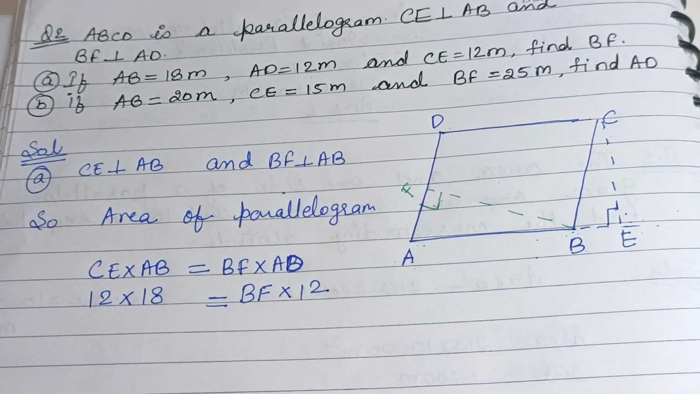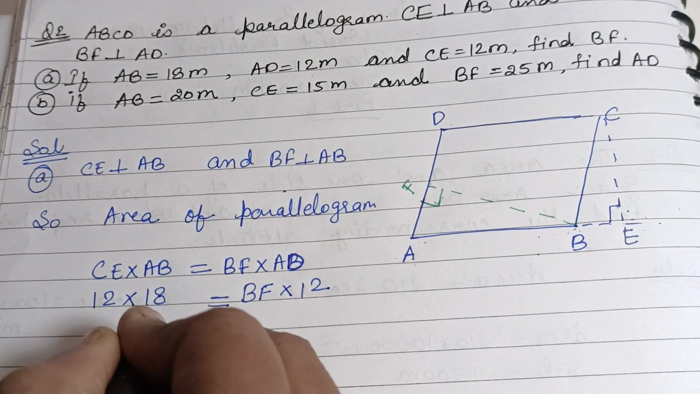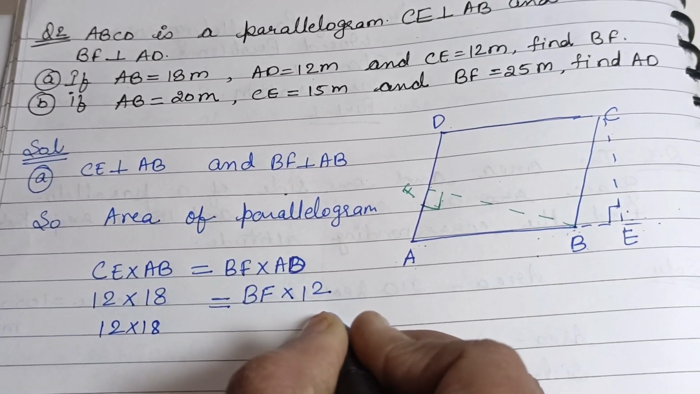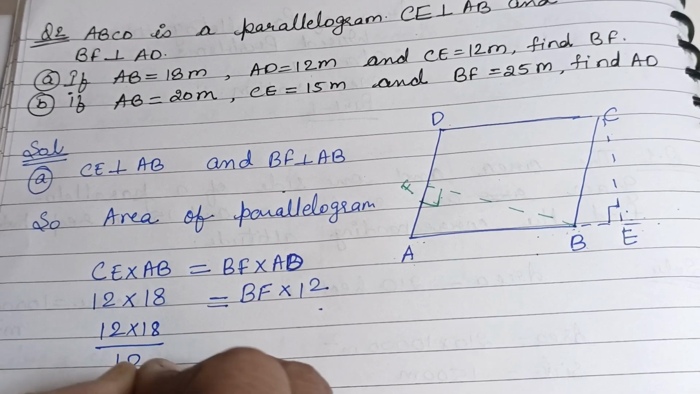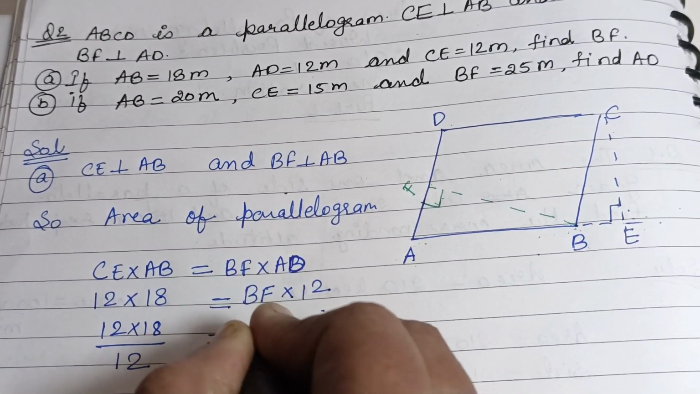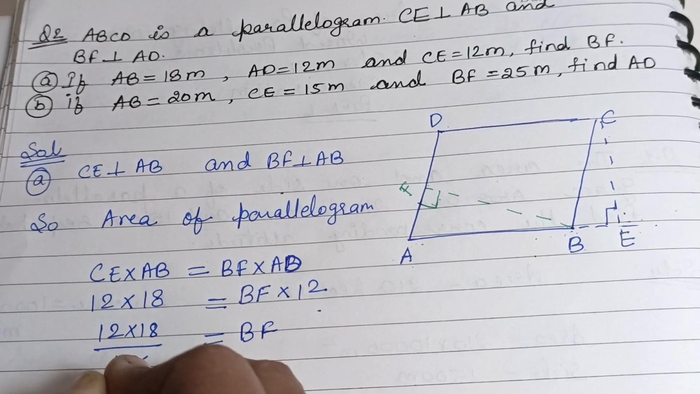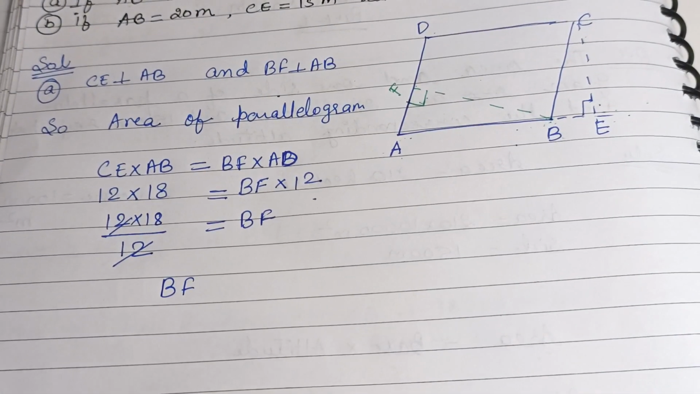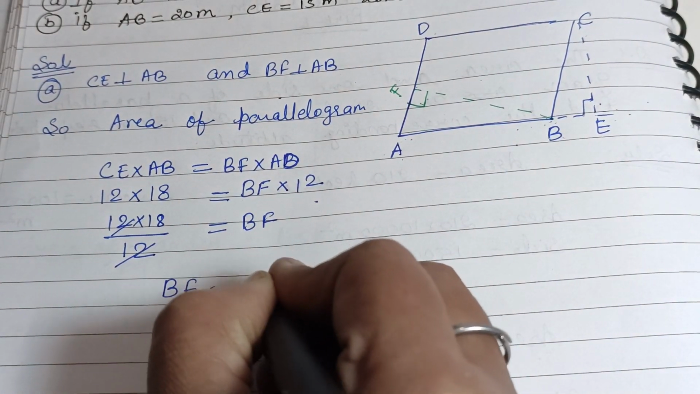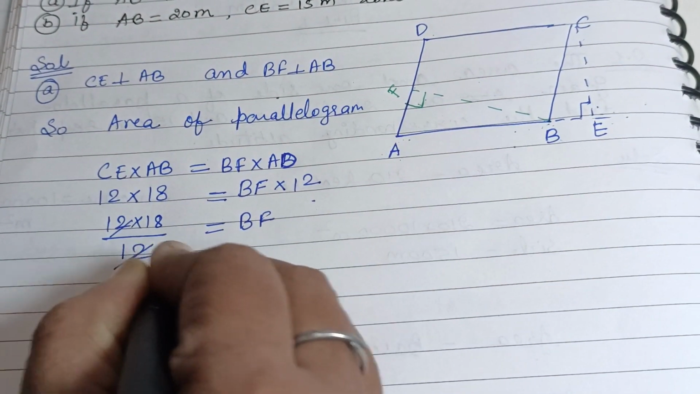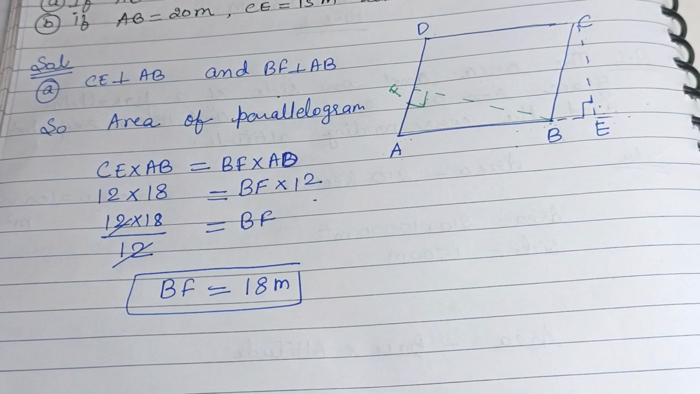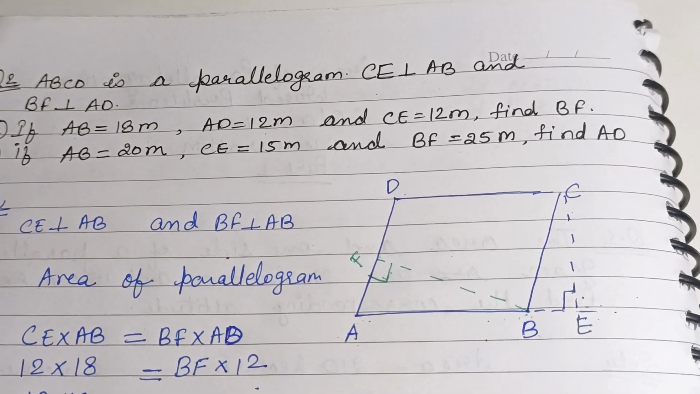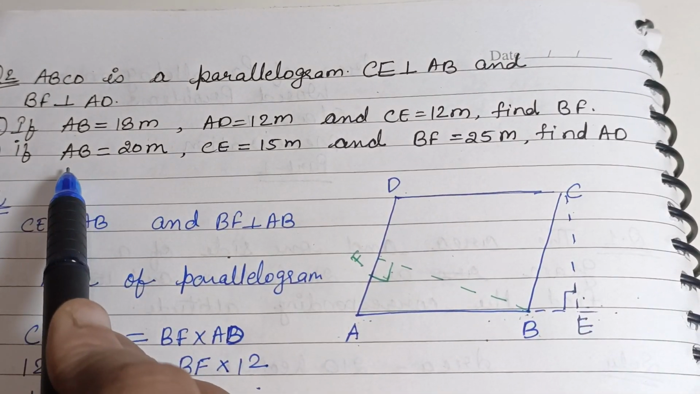Okay. Now do the transposition. So 12 into 18 on the left hand side. 12 from the right hand side will be transposed and come in the denominator. And what you are going to find out? BF. It is direct cutting. You got value of BF, that is equals to 18. You need to check the unit. It is 18 meter. So write the unit as well. Got this?